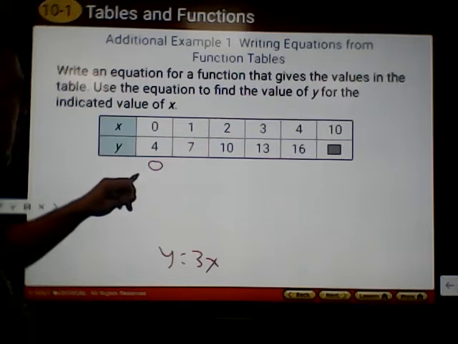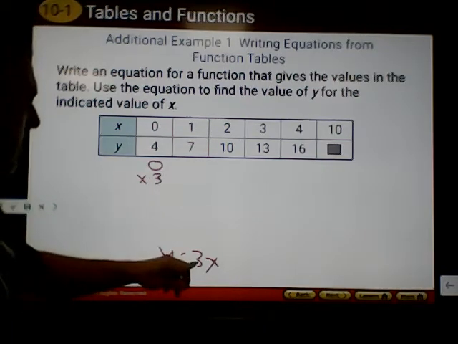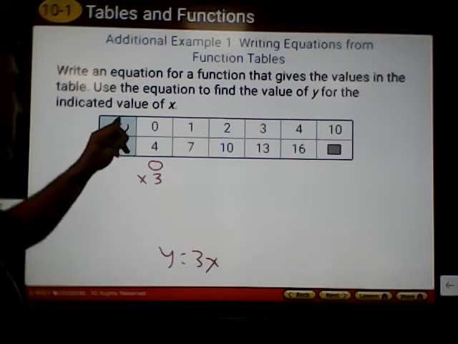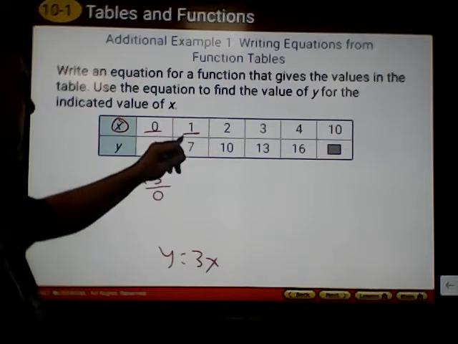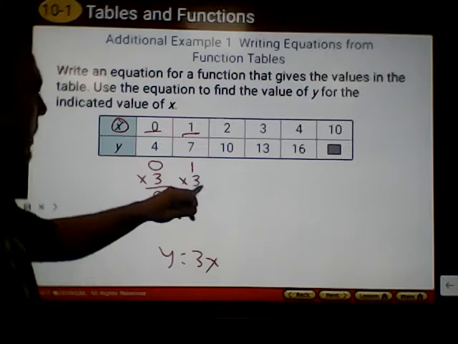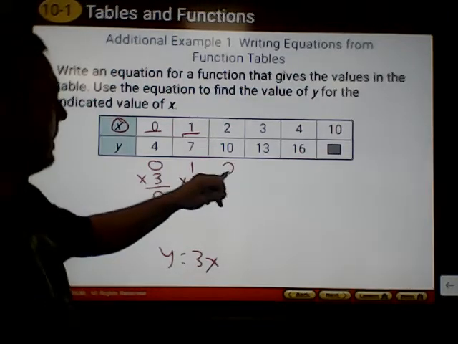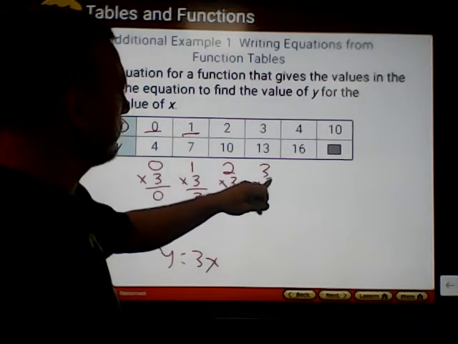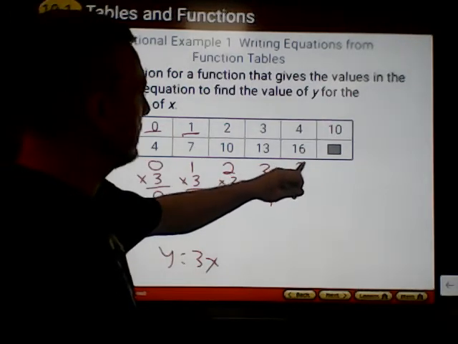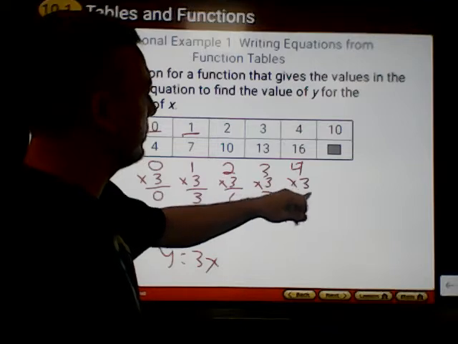So now I know this. It's 0 times 3, because it's 3 times x. What's x? X is 0. What's this x? This x is 1. So 1 times 3, which is 3. This x is 2 times 3, which is 6. This x is 3 times 3, which is 9. And this x is 4 times 3, which is 12.